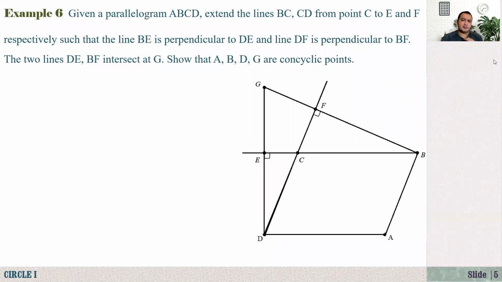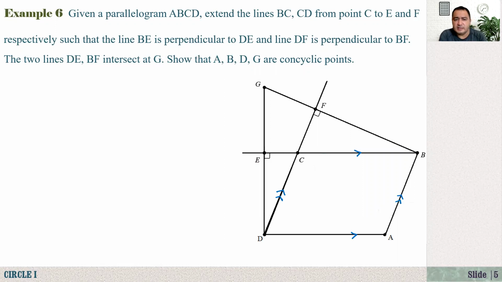Let's see one example. Given a parallelogram, example 6, ABCD, as you see in the picture. So ABCD is a parallelogram, which means that this side is parallel to this side, and this side DC is parallel to AB. Okay. And extend the lines BC, CD from point C to E and F respectively, such that the line BE is perpendicular to DE and line DF is perpendicular to BF.